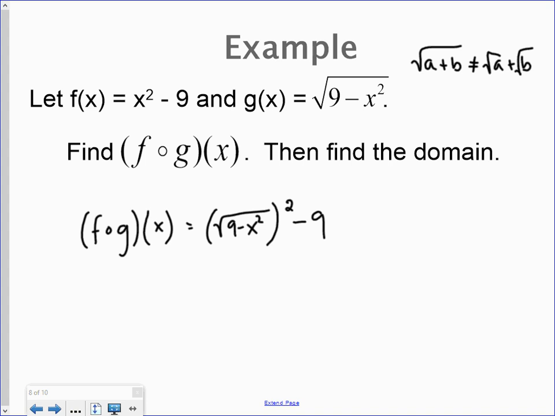This is not a property of radicals. The properties of radicals only work for multiplication and division. You can split them up and do them individually. But my best example is this.